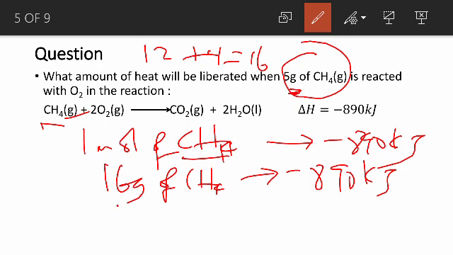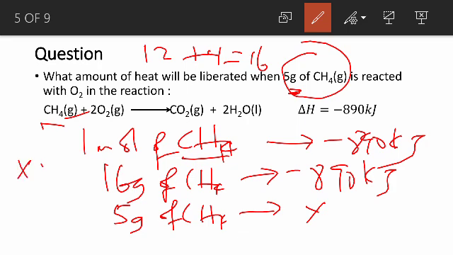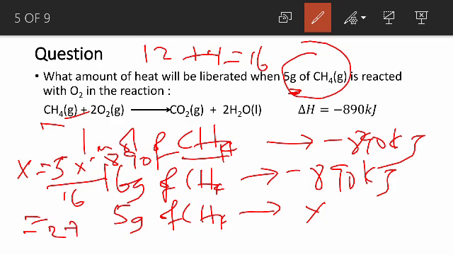Now, in the question here, we are given 5 grams. So let's see what 5 grams of methane would do. We can call that X, and we can now make X the subject of the formula. By cross multiplication, your X is going to be 5 times minus 890 divided by 16. And when we do that, we are going to get minus 278.125 kilojoules as the answer to the question.